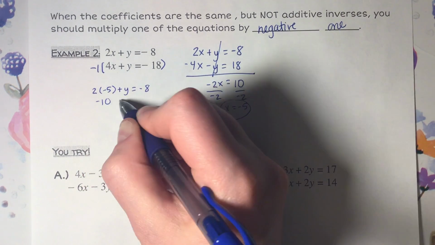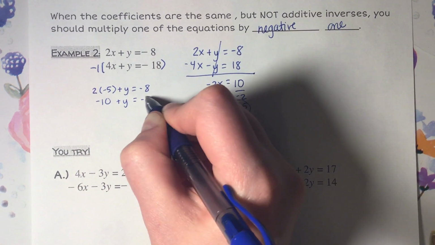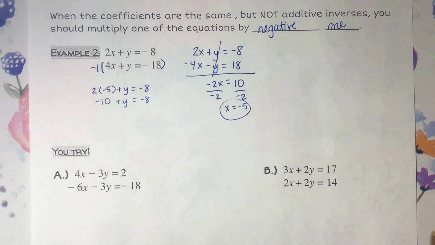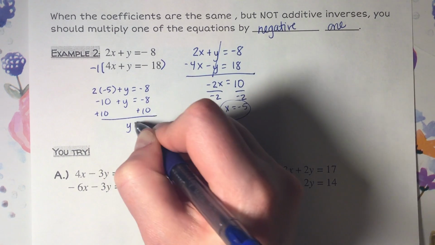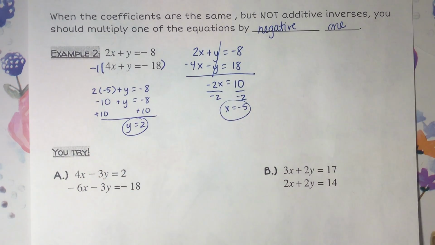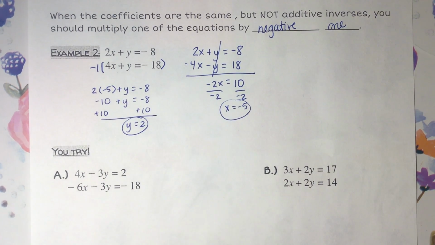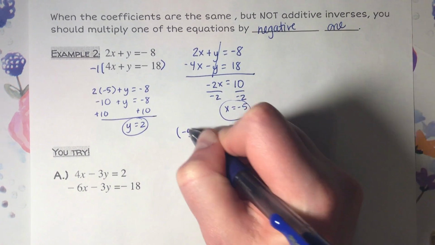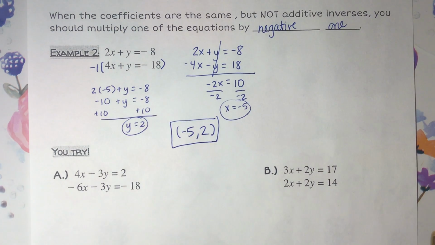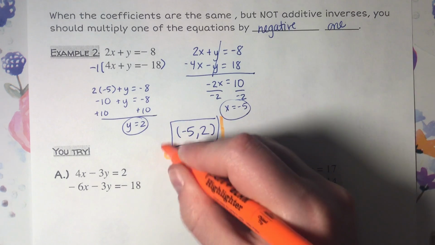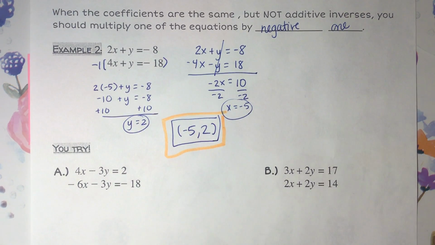This is negative 10 plus y is equal to negative 8. Add 10 to both sides, and I have y is equal to 2. So now my solution is negative 5, comma 2. And we can give this a quick check to make sure that we are correct with our calculation.